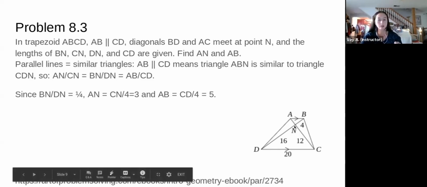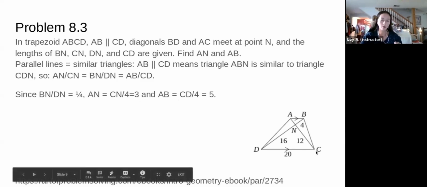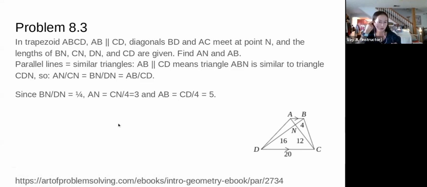We know what CN is, which is 12. Plug that in and we get AN equals 3. And AB is going to be equal to CD over 4. We know what CD is, it's 20. Divide that by 4 and we get 5. So I'll leave this up here and then we can move on.